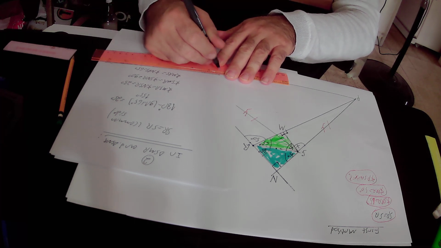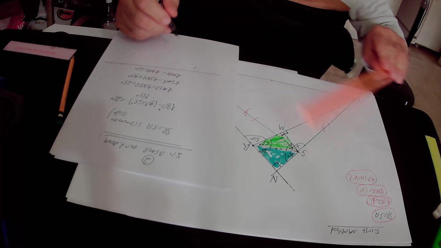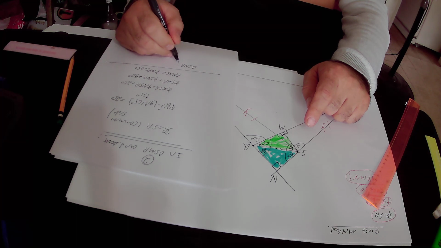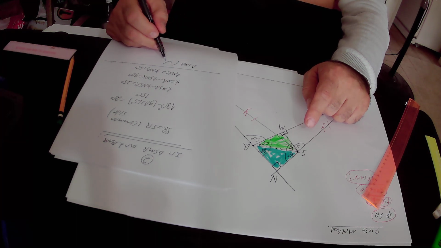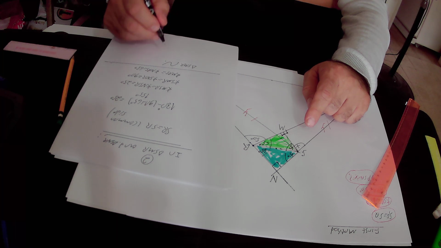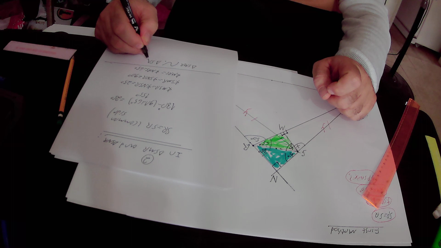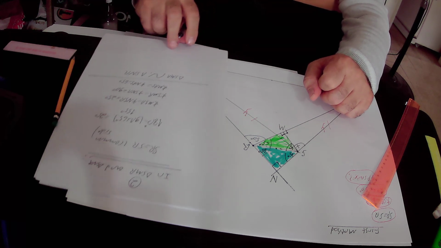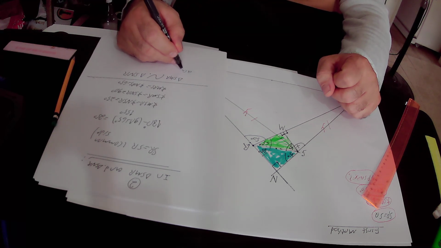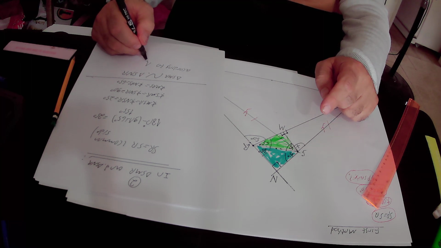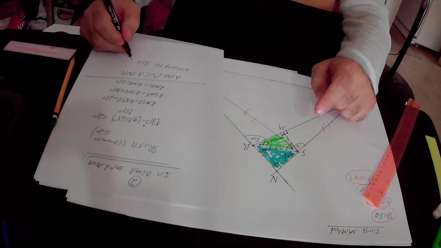the green triangle SMR, the green right triangle SMR, is congruent to the blue triangle SNR, according to the angle side angle rule.